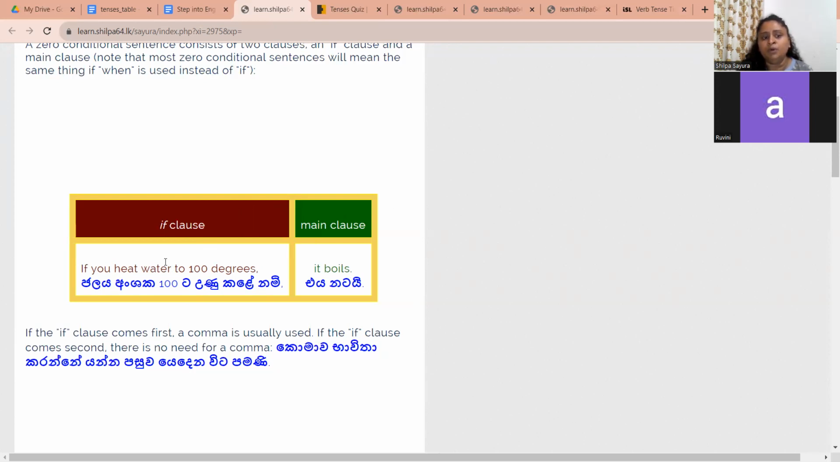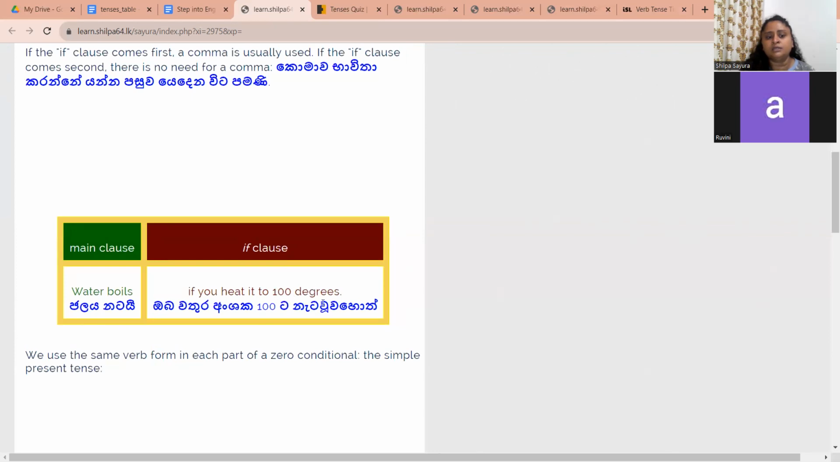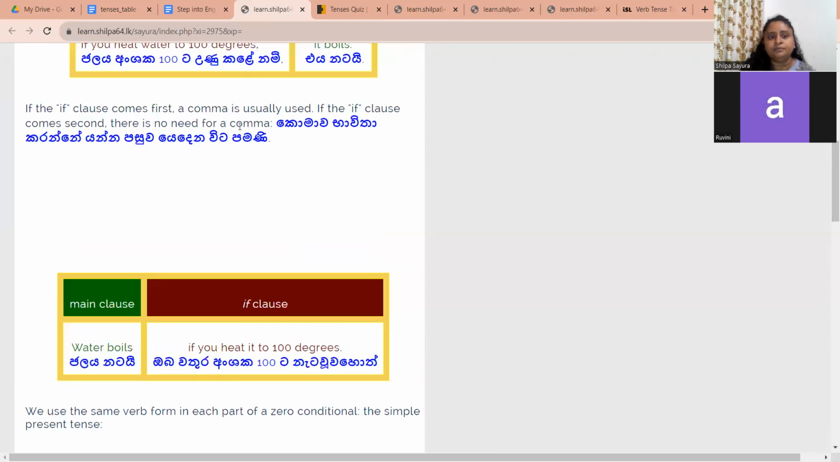If you heat water, simple present tense. If you heat water to 100 degrees, it boils. So if the if clause comes first, a comma is usually used. If the if clause comes second, water boils if you heat it to 100 degrees. Then if the if clause comes later, you do not need to use a comma at the end. Then you have to end it with a full stop as always.